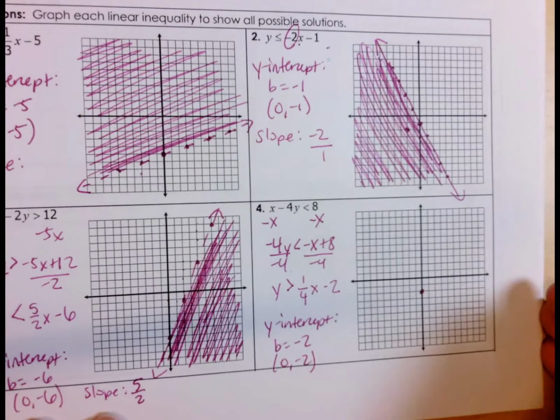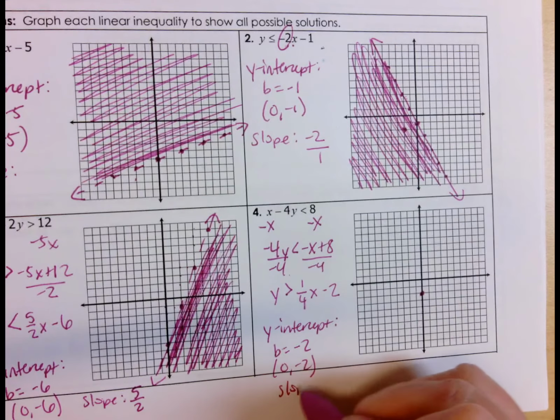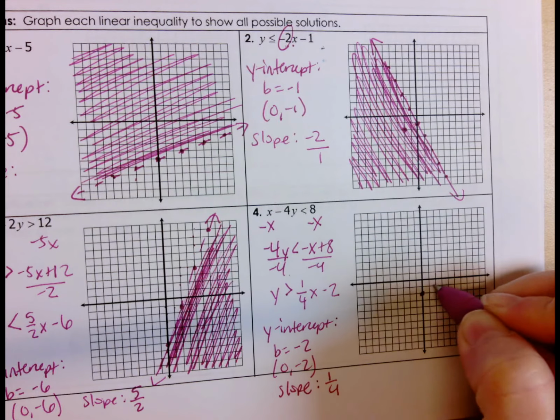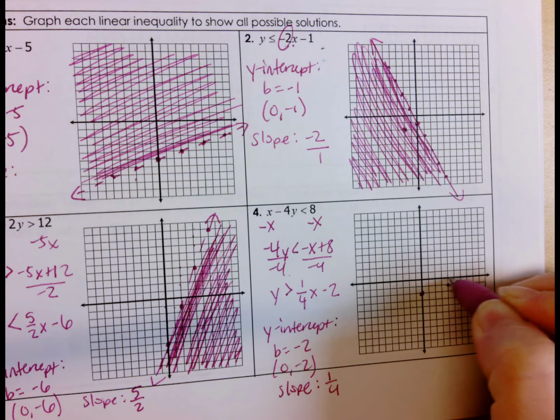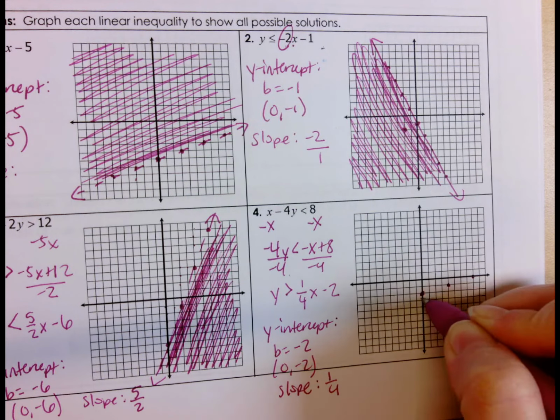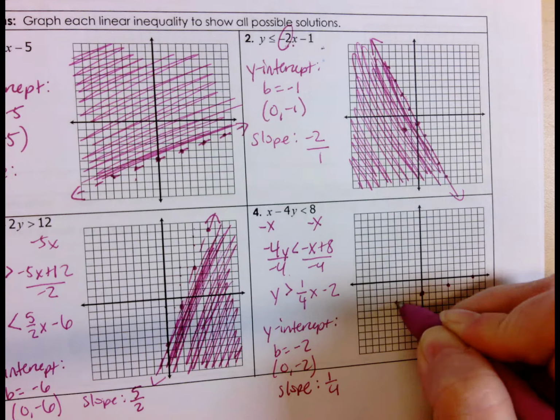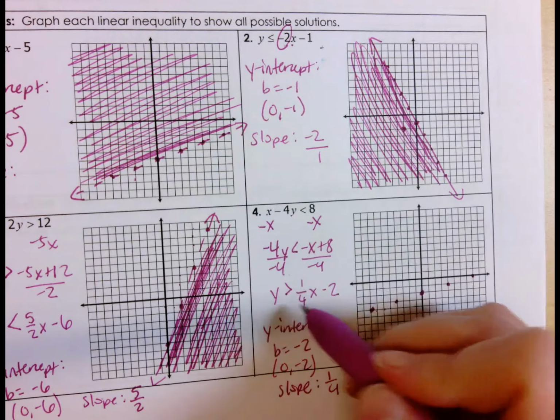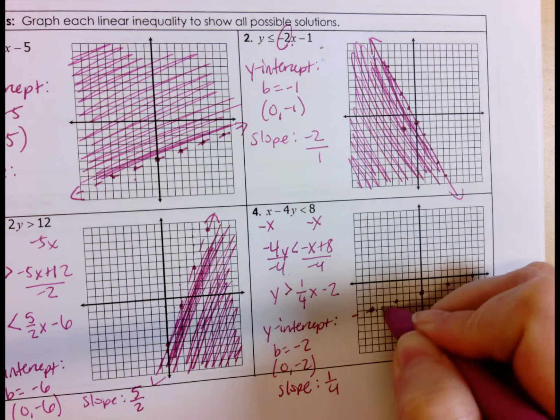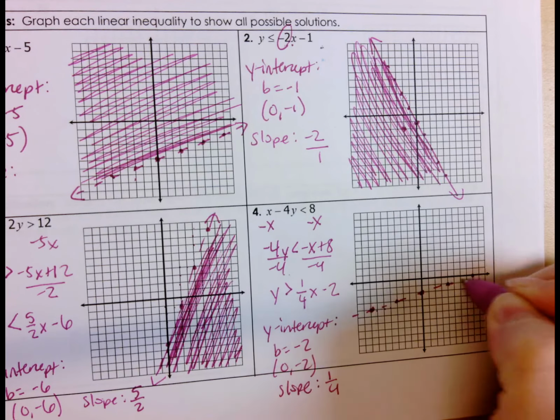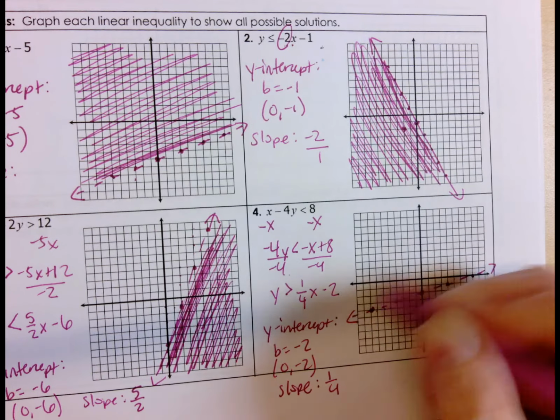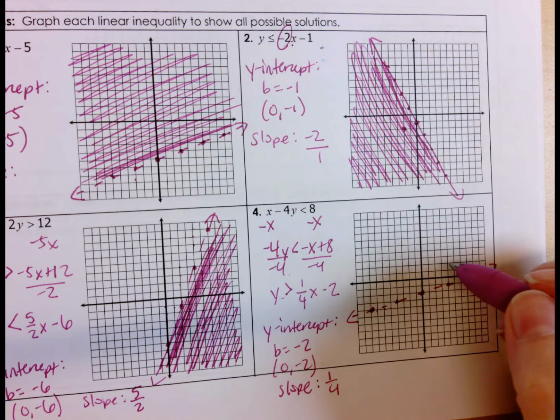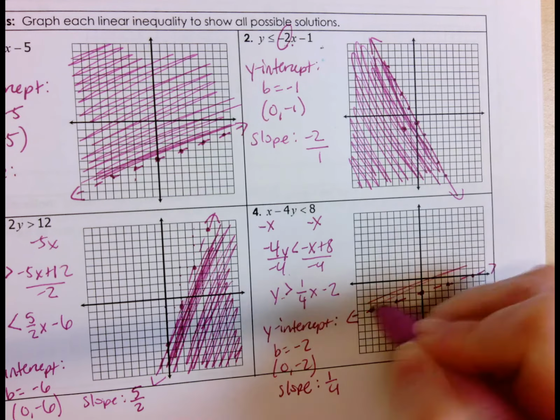Okay. And then my slope is going to be 1/4. So I'm going to be going up 1 and over 4. And then I can go in the opposite direction as well to get a good line here. And now there is no equal to, so again we're going to be doing a dashed line. And we're going to be shading above that line. It is greater than that, so we are going to shade above it.